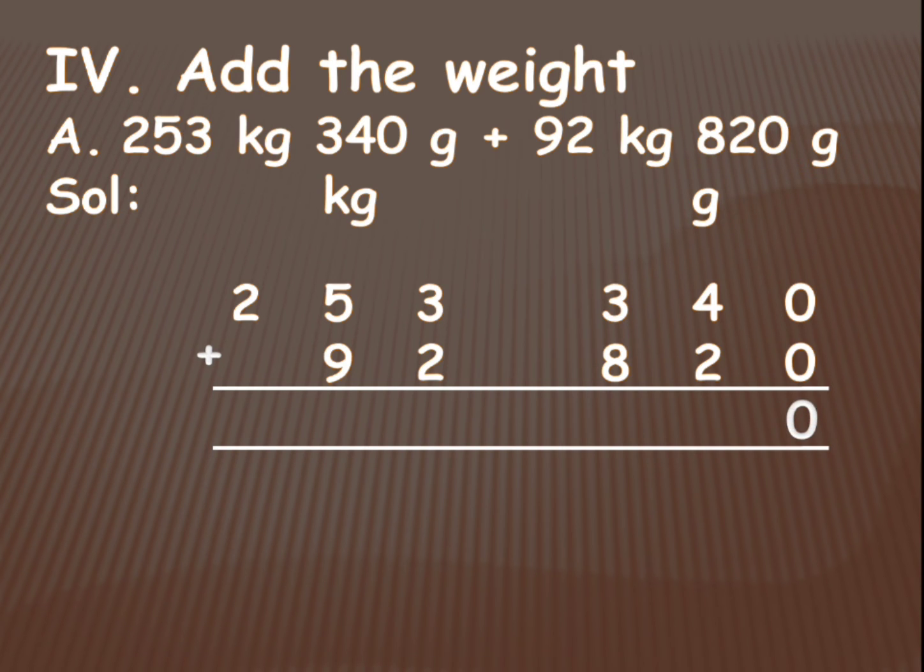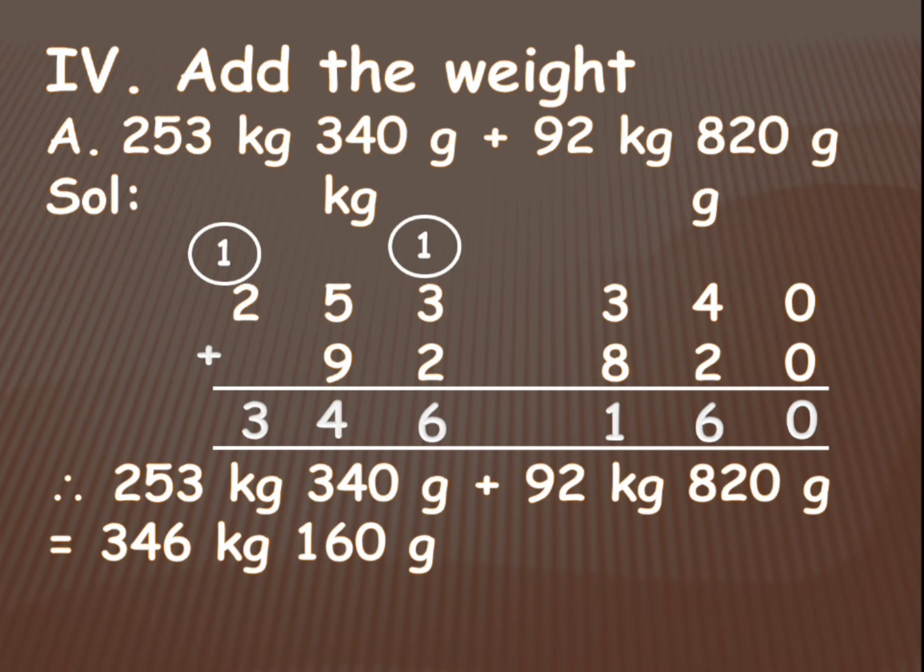So 0 plus 0, 0. 4 plus 2 becomes 6. 8 plus 3 becomes 11, where you will carry 1 to the kgs. So 1 plus 3 becomes 4. 4 plus 2 becomes 6. So you'll write 6. And then you have 5 plus 9. 5 plus 9 becomes 14, where you will write 4 down and 1 you will carry. And in hundreds place you have only 1. So 1 plus only 2 you have in the first number, isn't it? So carry 1 plus 2 becomes 3. So the answer is 346 kgs, 160 grams. In this way you need to add the weight.